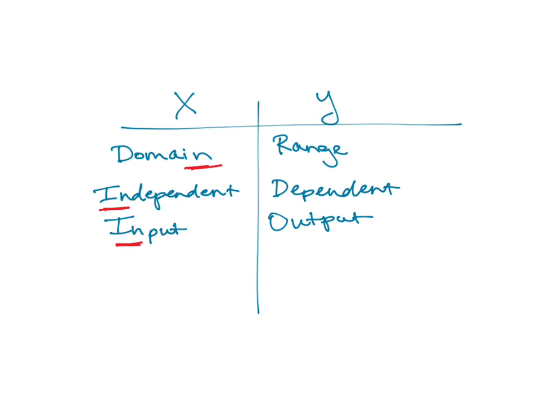Any of the words that have IN, those are your X words. Input, independent, domain. Okay. All right. So that's as far as I've got with domain, range, input, output.